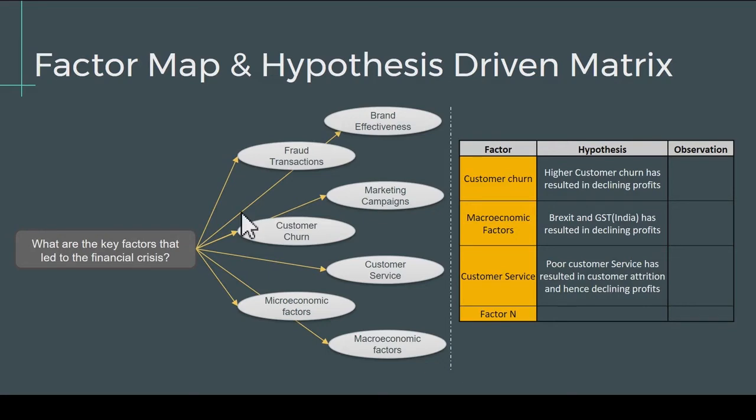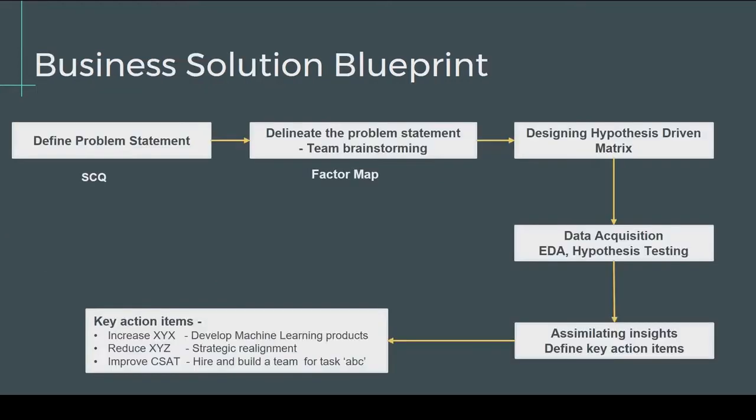So this part, the factor map and the hypothesis-driven matrix together combine and give you answers to why did it happen, right? We have still not reached now what, so what, or when will it happen. We're still in the inquisitive phase. So coming back over here, we move on from defining the problem to understanding the factor map, designing the hypothesis matrix, acquiring data, performing EDA and hypothesis testing. And once we have all answers neatly documented, we would assimilate the insights and define key action items.